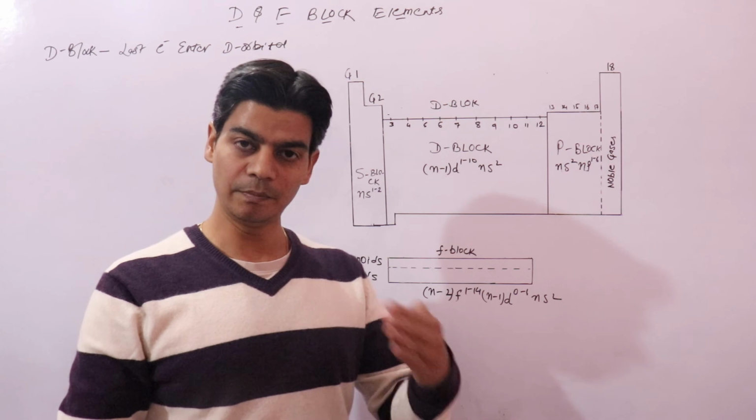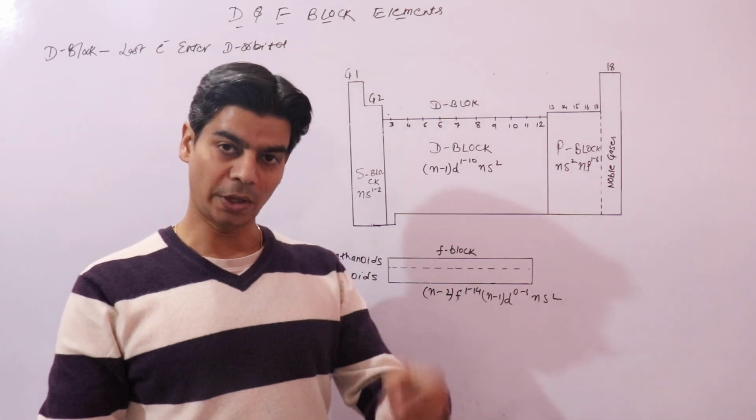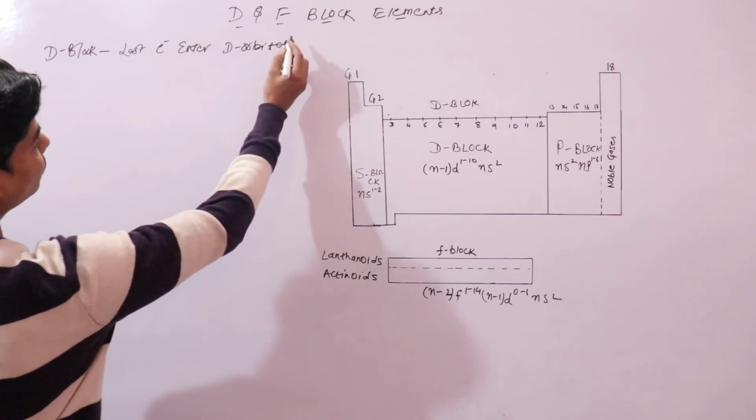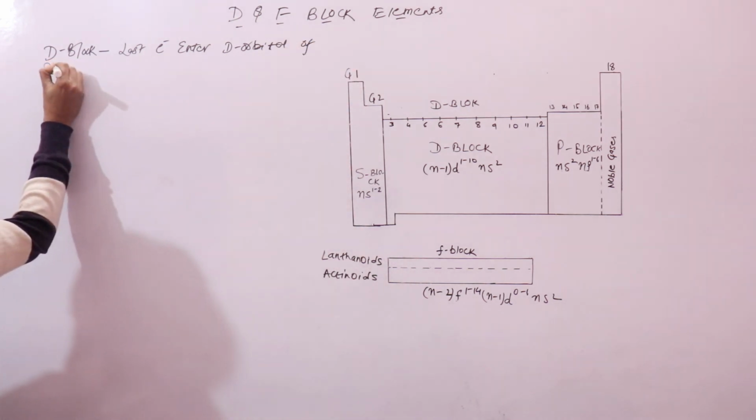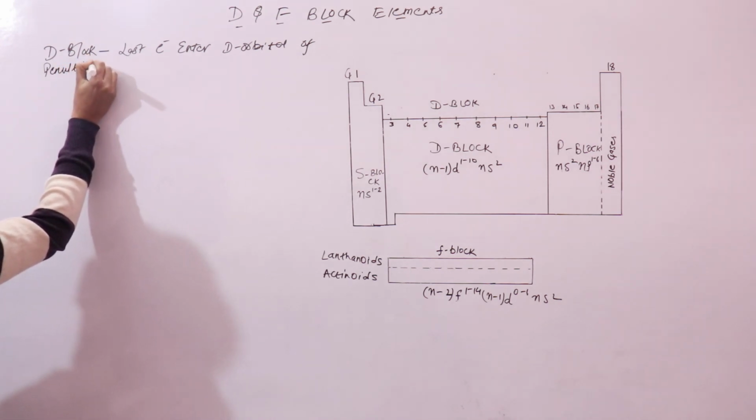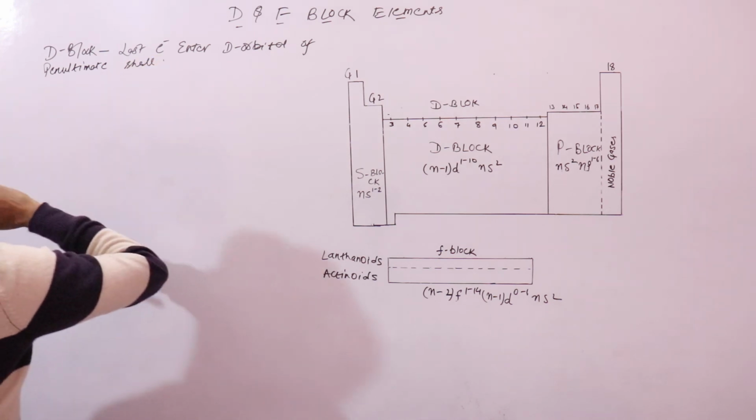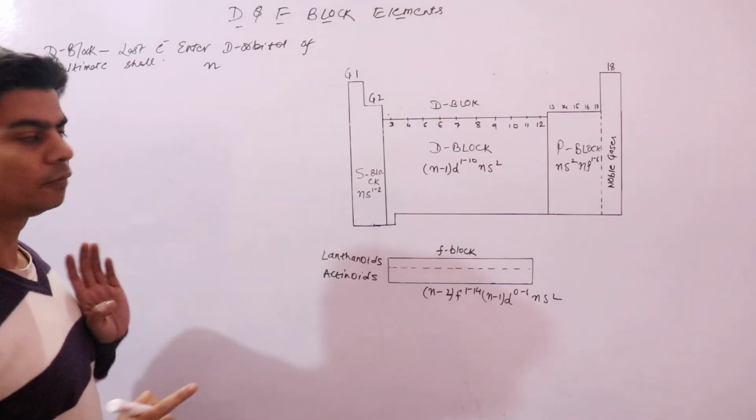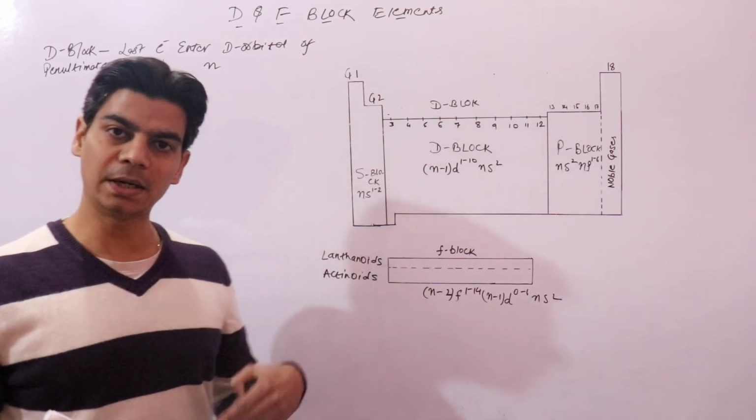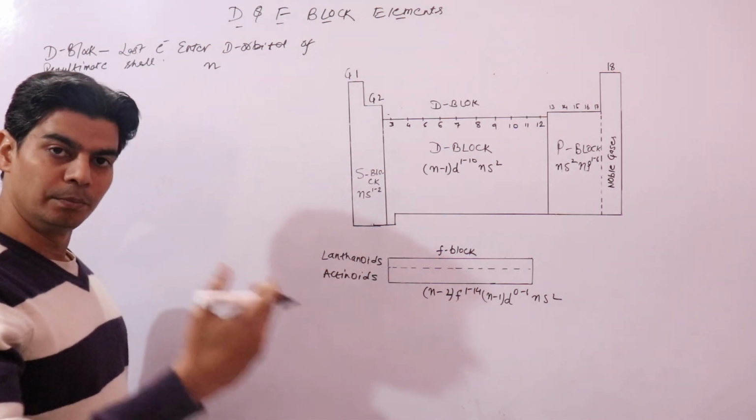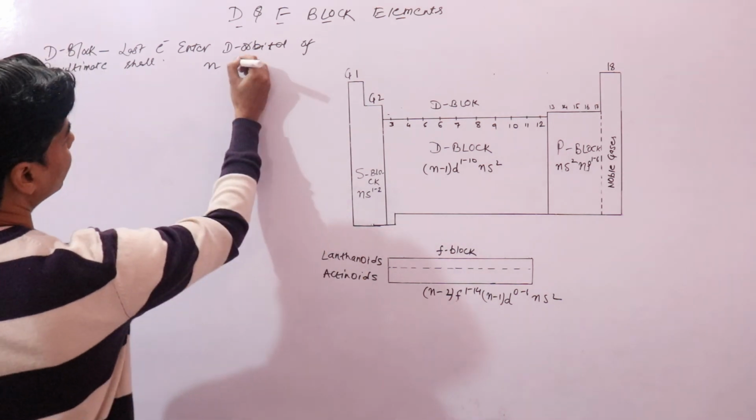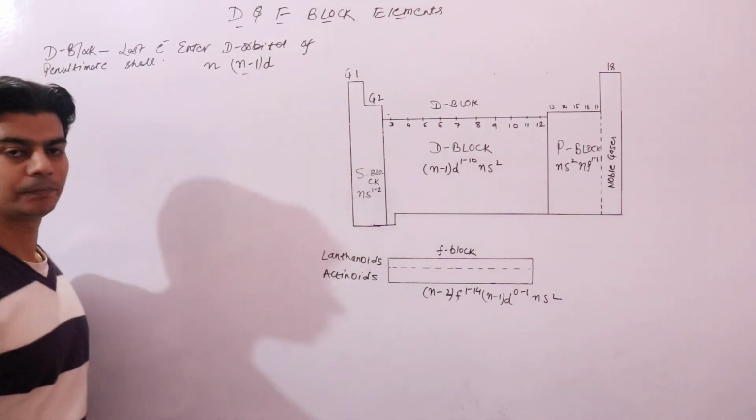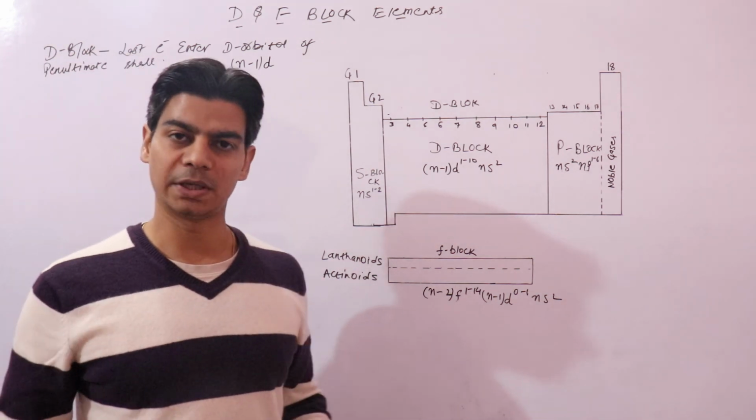One thing to remember here is the last electron will enter the D orbital of the penultimate shell. Penultimate shell means the shell before the valence shell, one shell before the outermost shell. That means if you have a total of n shells, then the last electron in case of D block elements will go into the D orbital of the penultimate shell, one shell before the last, the ultimate shell. So the last electron will enter the n-1 D orbital. These come under D block elements.